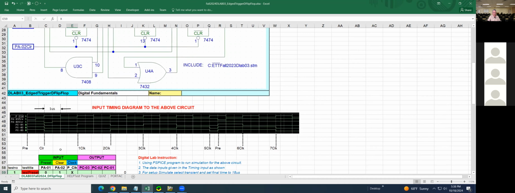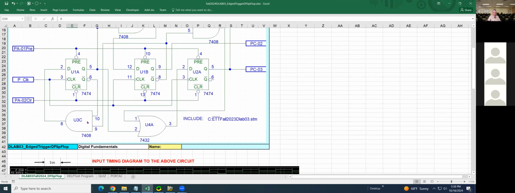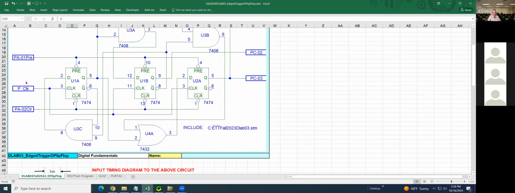Okay? In this circuitry here, you can get a preset input to the D flip-flop, and you can get a clear input to the D flip-flop. Last time I already told you, okay? If preset equals 0.